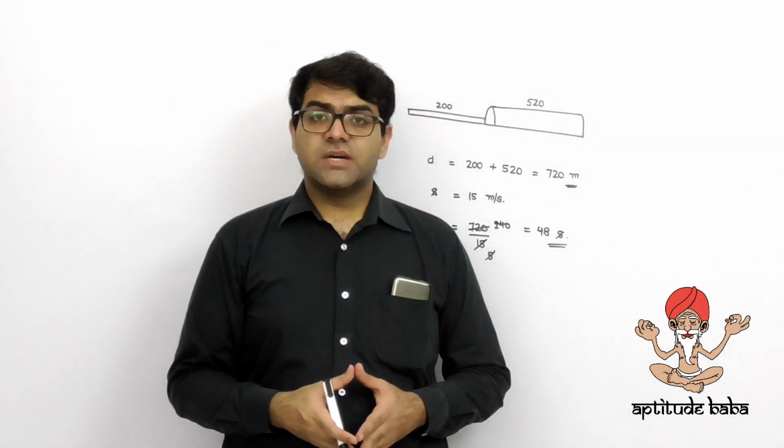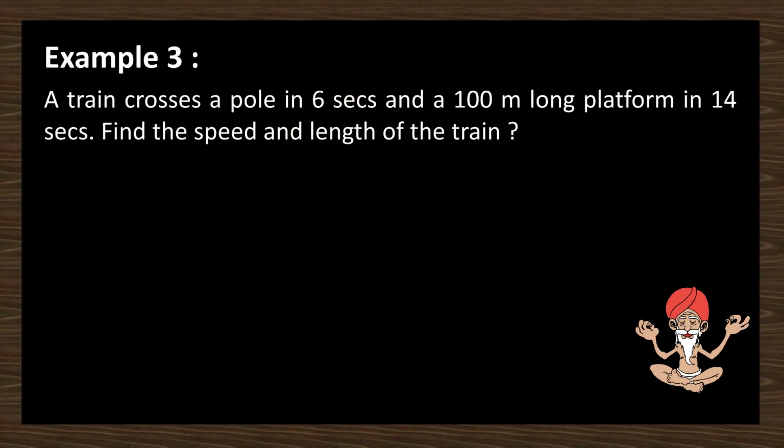Let's move on to the next example now. A train crosses a pole in 6 seconds and a 100-meter long platform in 14 seconds. Find the speed and length of the train.